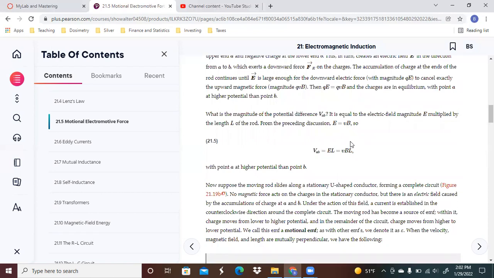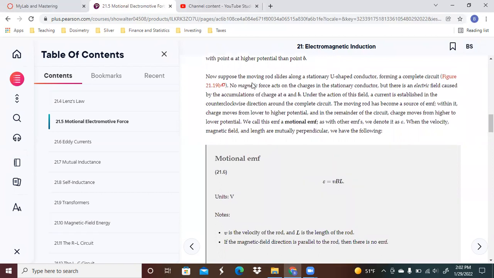So what is the magnitude of the potential difference? That's going to be equal to the electric field magnitude multiplied by the length of the rod. From the preceding discussion, we know that the electric field is equal to the velocity times B. So the voltage here is going to be E multiplied by L, or vBL.